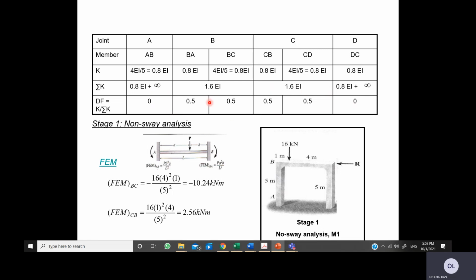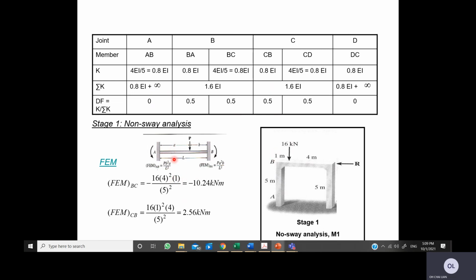And for non-sway analysis, we have 16 kilonewton acting on member BC. So you need to determine the fixed end moment due to the loading. You can get the appropriate case to determine the fixed end moment BC. We use Pb squared a over L squared. The b here is this b, which in this case is 4 meter, and a is 1 meter.